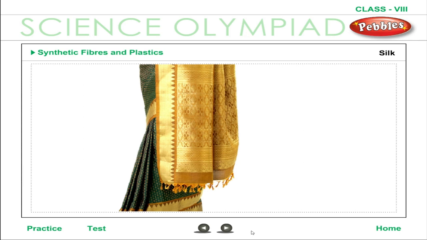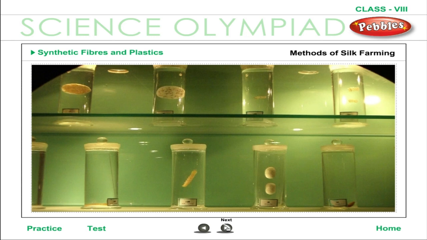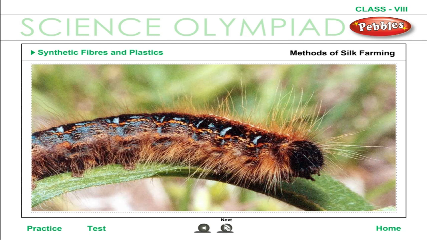Method used in silk farming. Eggs of silkworm are collected and hatched in an incubator. They hatch into black worms called larvae or caterpillars. The larvae are fed on mulberry leaves for 4 to 5 weeks. During feeding, each larva sheds its skin 4 times. The process of shedding skin is called molting.